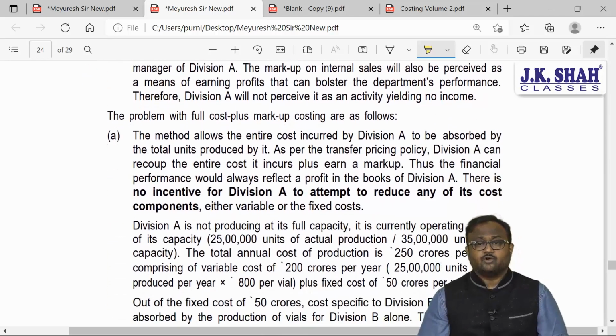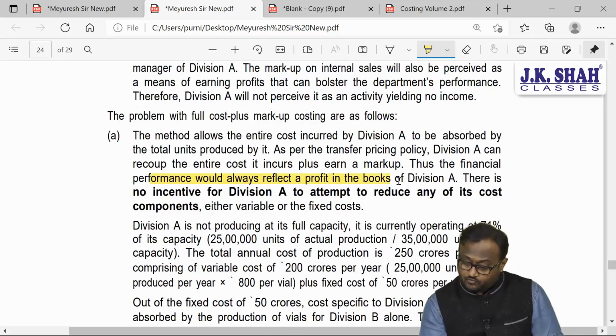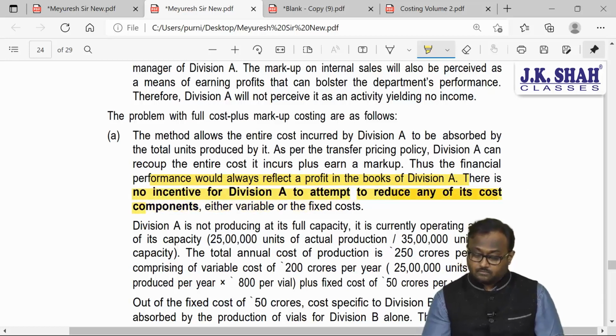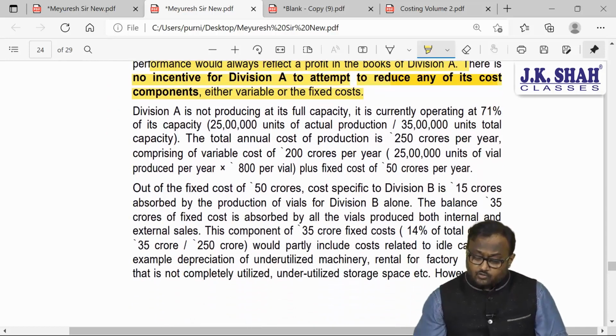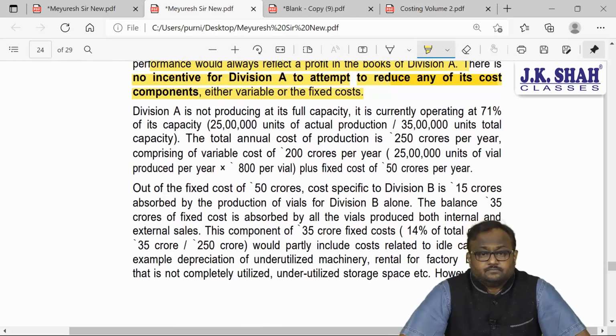But the disadvantage is your product becomes costly. And if your product becomes costly, then the financial performance would reflect this. There is no incentive for division A to reduce the cost. That means your product is costly, you're recovering variable as well as fixed both from the transferee department. Here you are producing only 25 lakhs, but you are recovering entire fixed cost based on that.